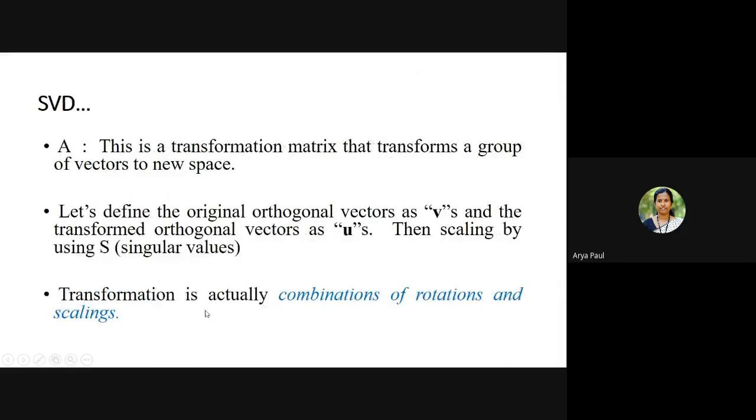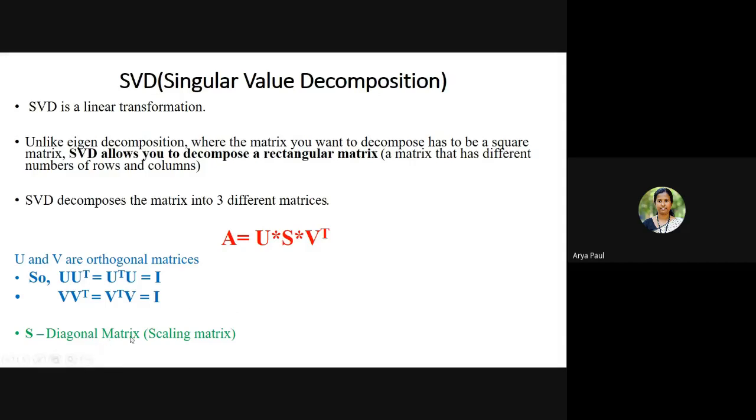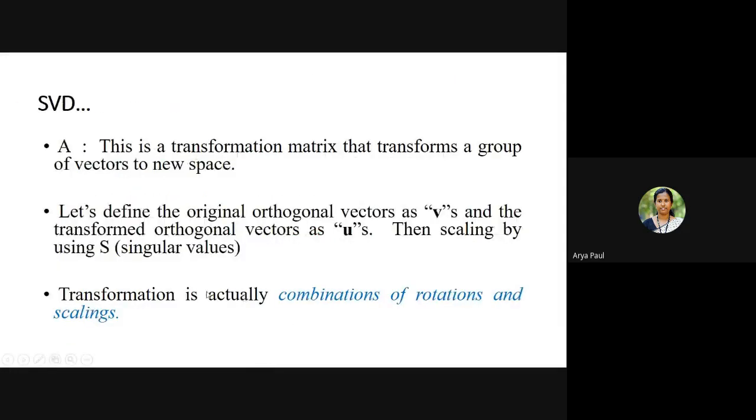Okay, so this S is also called the singular value matrix. As I have already told you, S is a diagonal matrix. This S is also called a singular value matrix, or it contains the singular values of the matrix A. Now, we will later come to singular values and all. Don't worry about that.